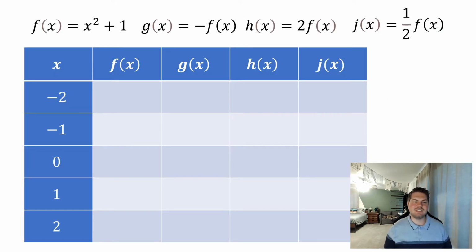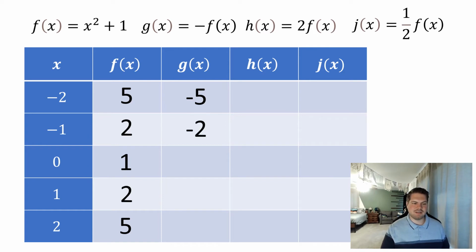Right. Now let's look at what that would be if we took f of x again, but this time we either gave it a negative, or multiplied it by 2, or multiplied it by 1/2. So we already know what f of x is. We have 5, 5, 2, 1, 2, 5. All right, so g of x, all we're doing is taking f of x and making it negative. So -5, -2, -1, -2, and -5.